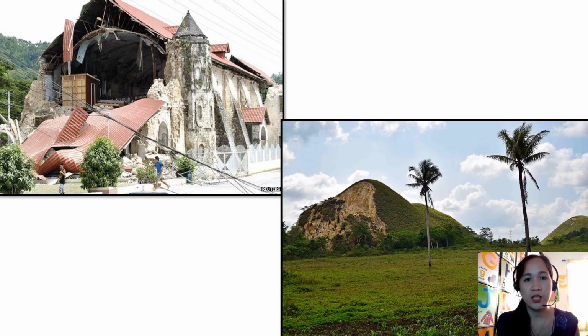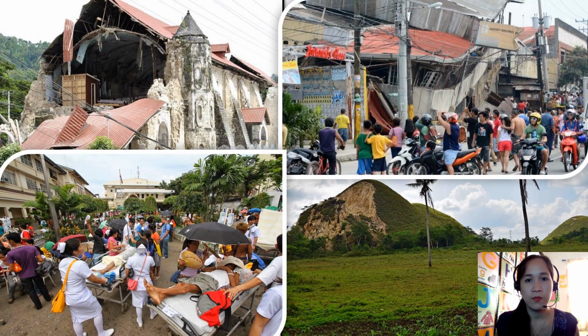So what can you see in the picture? Where do you think this happened? Okay, so you got it right. Now, if you could still remember, this is an earthquake with a magnitude of 7.2, which hit Bohol last October 15, 2013. And as you can see in the picture, many people are injured, and worst, lives are lost. The roads, the bridges, and the buildings are also destroyed.